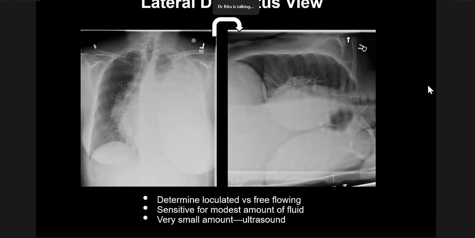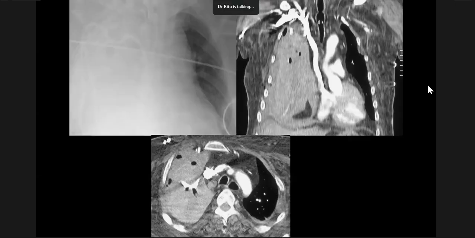Very small amount of fluid. If you're thinking of tapping, you generally want to do an ultrasound guided tap. And we do decubitus views to look for layering of the effusion. Is it loculated or not loculated?